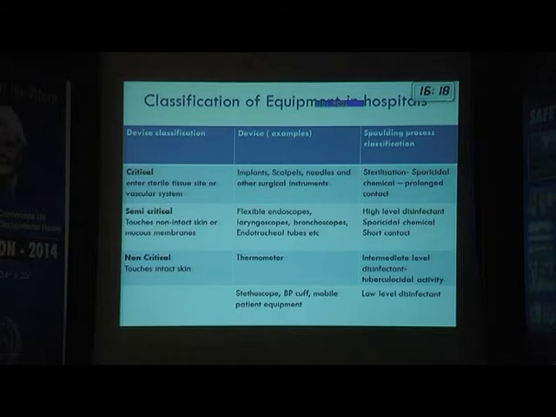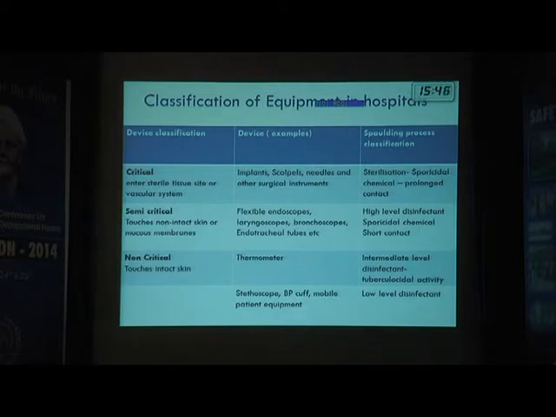In a hospital, the instruments or the equipment are divided into critical, semi-critical or non-critical, depending on where you're going to put that instrument. If the instrument is going to enter into a sterile site, that is into the body cavity or into the blood system, then it is a critical instrument. Semi-critical is where it will touch the mucosa but won't go into the blood area, and non-critical is where it will touch only your skin. So for example, needles and scalpels and other surgical instruments that are going to go deep in and cut the body are critical.